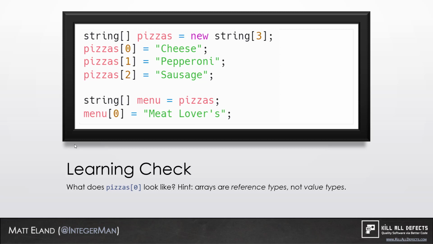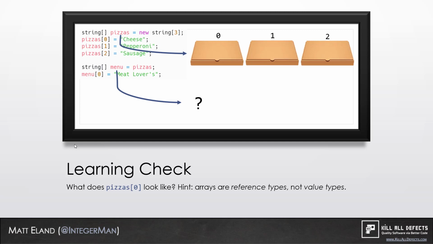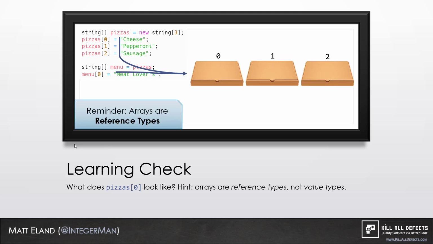Well, let's take a look. What I'm really asking you here is, does this menu array point to the same array as pizzas, or does it point to a different one? Think back to what I said, because I said that arrays are reference types. And that means that they reference a specific chunk in memory. So here we're setting string array menu equal to pizzas. Now pizzas is a reference to a specific point in memory. So now menu is pointing to that exact same chunk in memory.